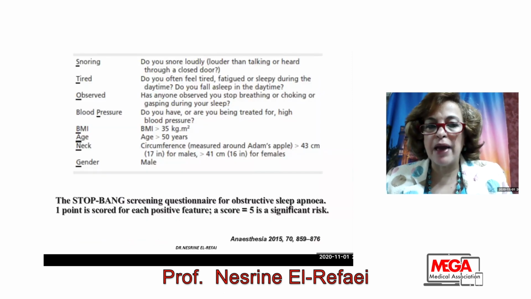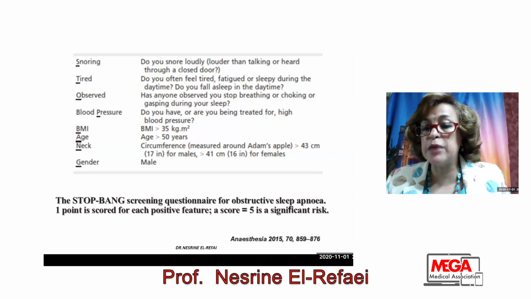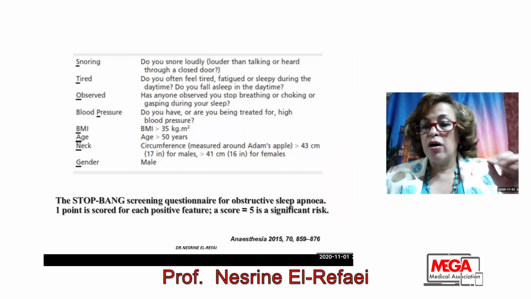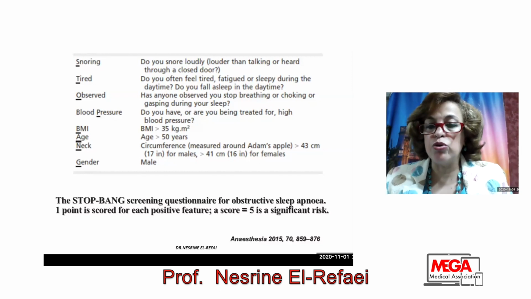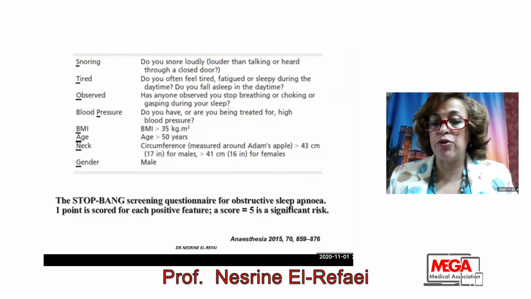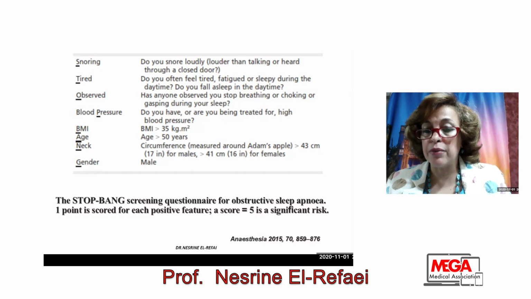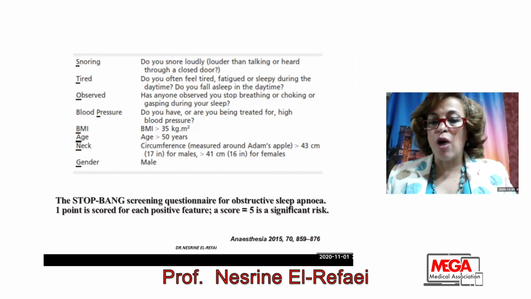What do we mean by STOP-Bang? S means snoring. T, tiredness: the patient feels fatigued and sleepy during the morning and daytime. O, observed: we ask the patient, did anyone observe you during sleep and see that you stopped breathing, or had choking, apnea, or gasping. P, for blood pressure: do you have high blood pressure? B, for BMI: BMI more than 35 kilograms per square meter takes 1 point. A, age more than 50. N is neck circumference more than 43 for males and 41 in females. G, gender: it's more common in males.